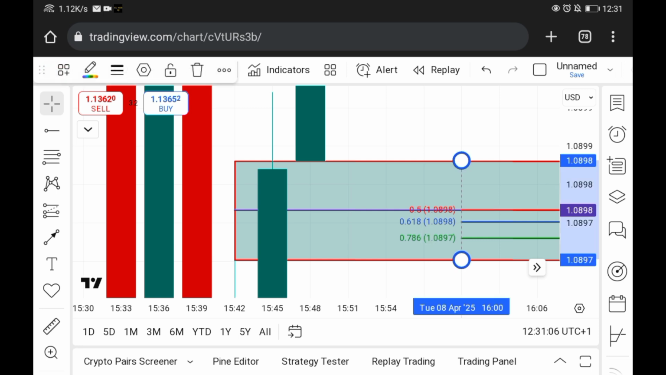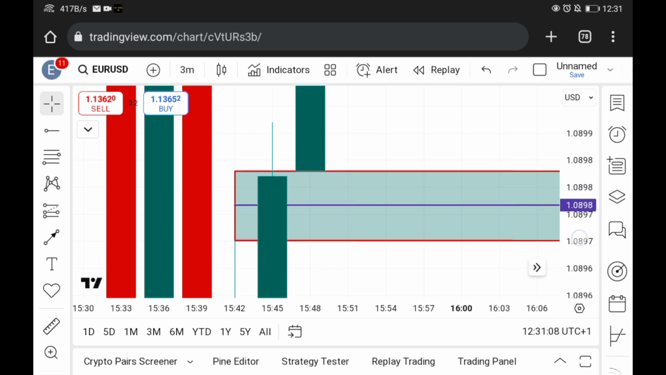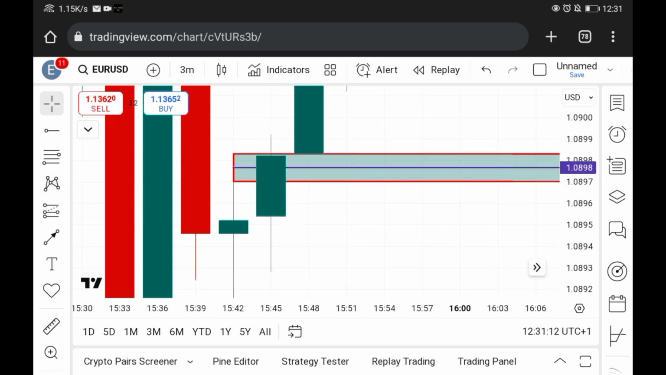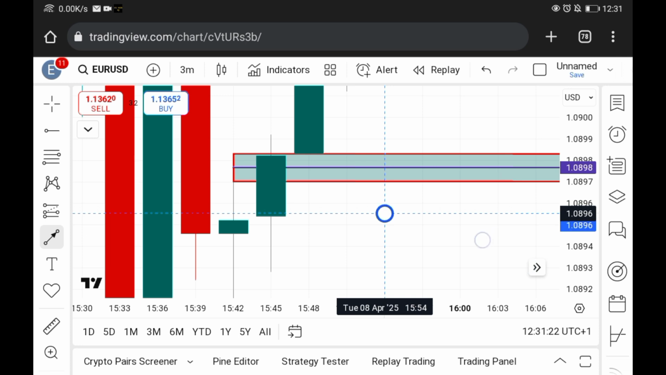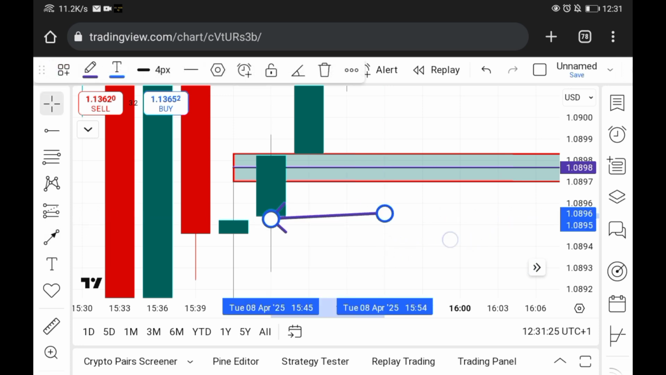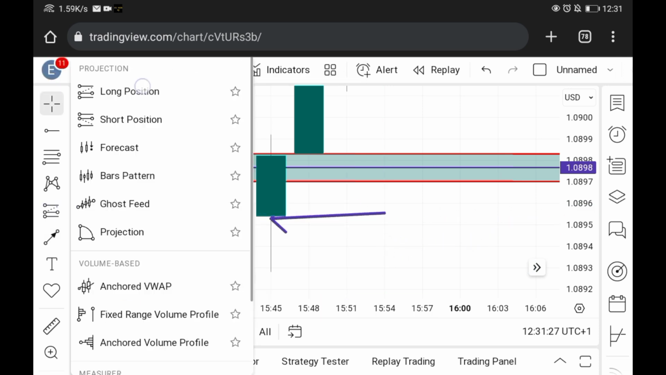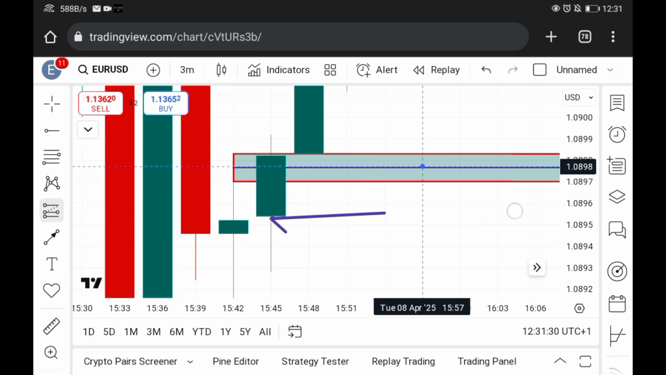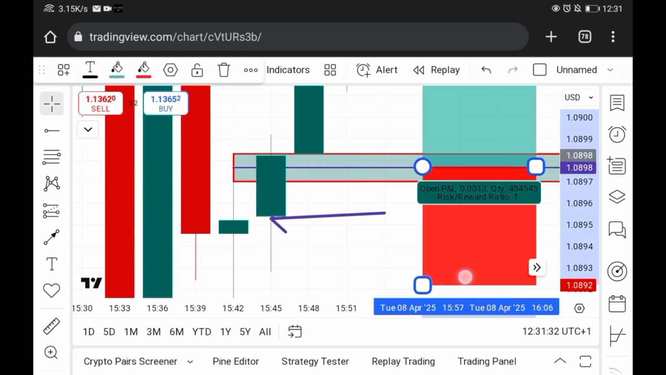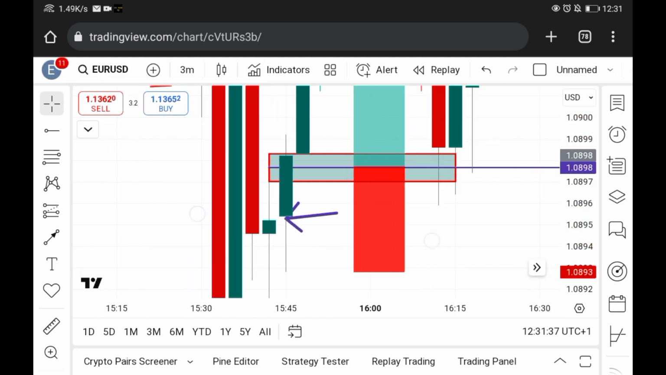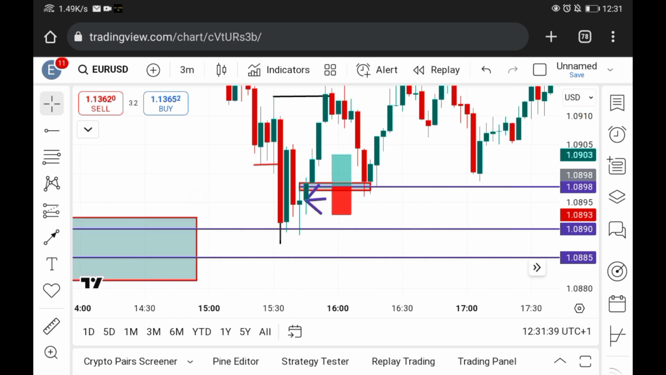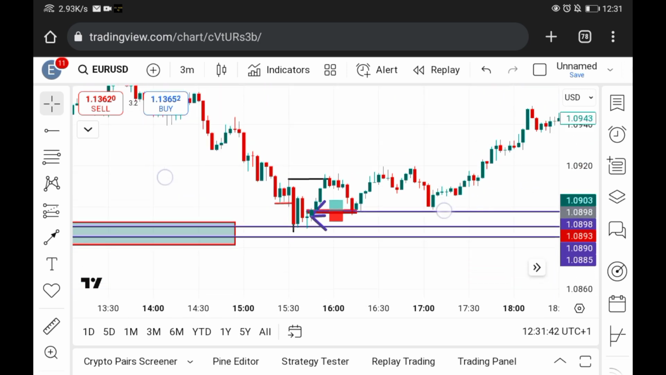So let me delete the fib now. That place will be my entry, and my stop loss will come below this candle. If you're using 5 minutes, sorry, 1 minute, you will know the next place to place your stop loss, which will give you a very tight stop loss. So my stop loss will come below that zone, and I'm going to target 1:25 or 1:30. My stop loss will come below this candle here.